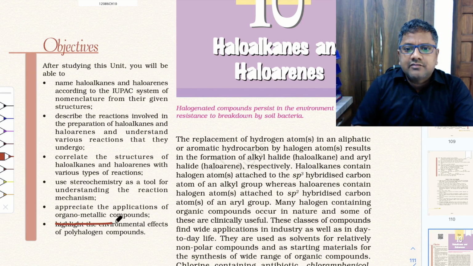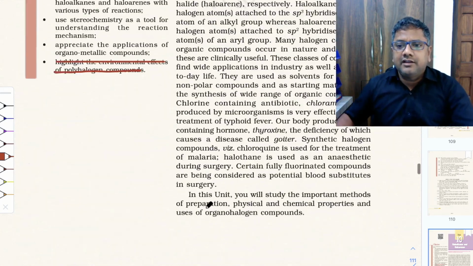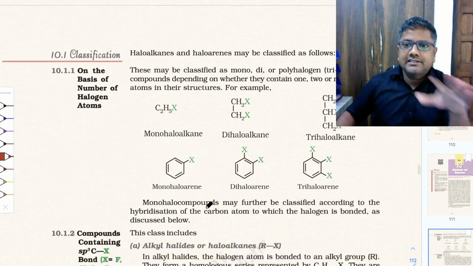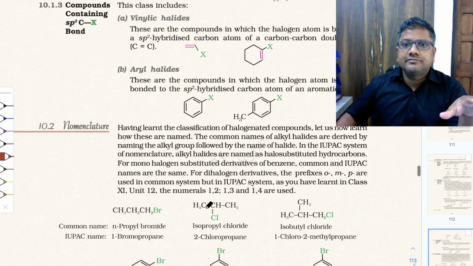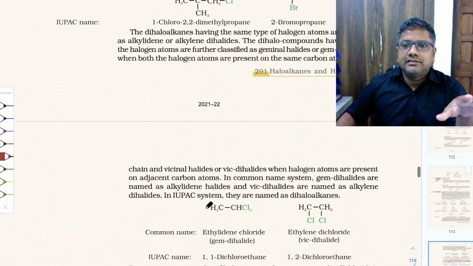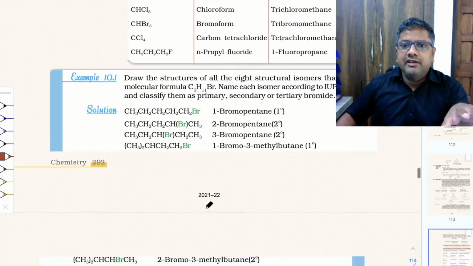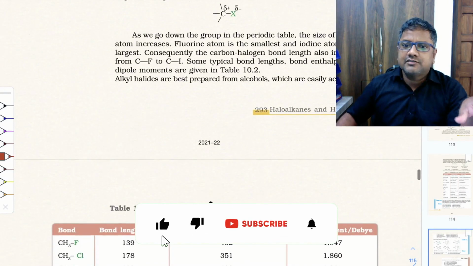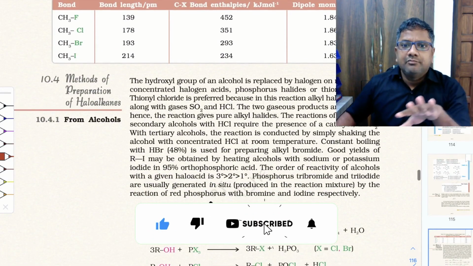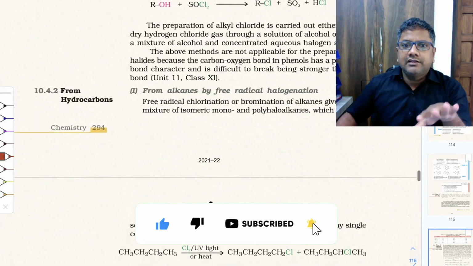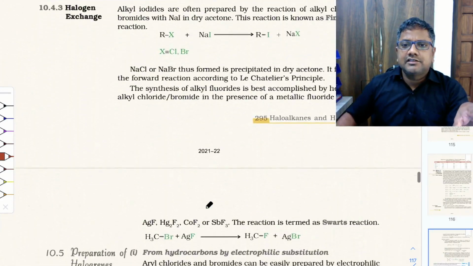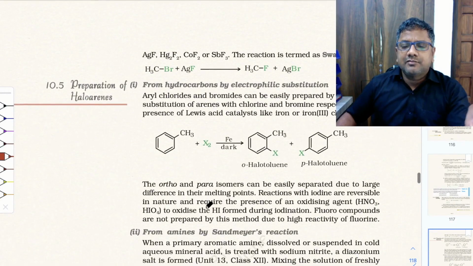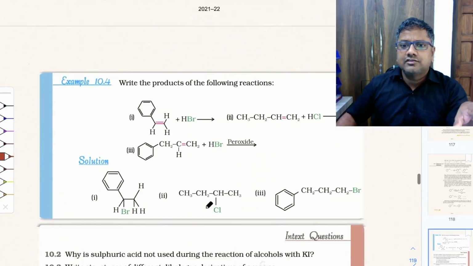So the polyhalogen compounds are completely excluded. See, classification is in your syllabus. Compound classification, naming, this is all there. IUPAC naming, nature of C-X bond, it is there. Method of preparation of haloalkanes from hydrocarbons, this is there. Halogen exchange, preparation of haloarenes, this is also there.